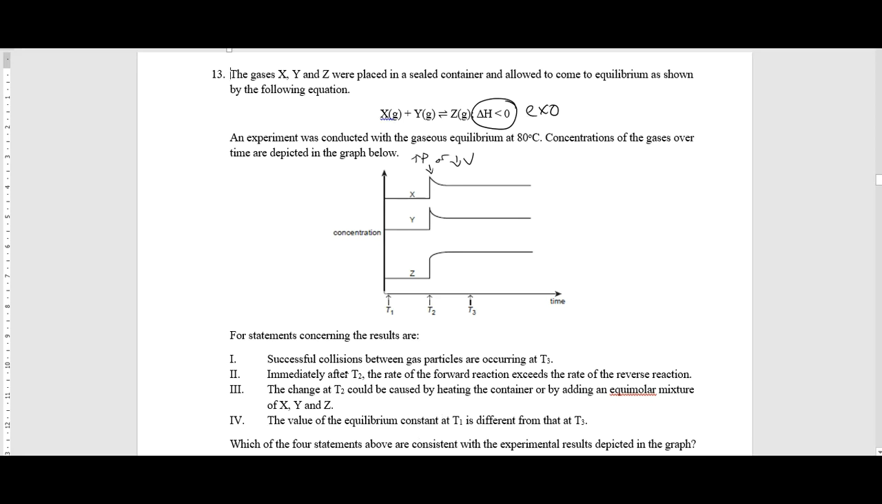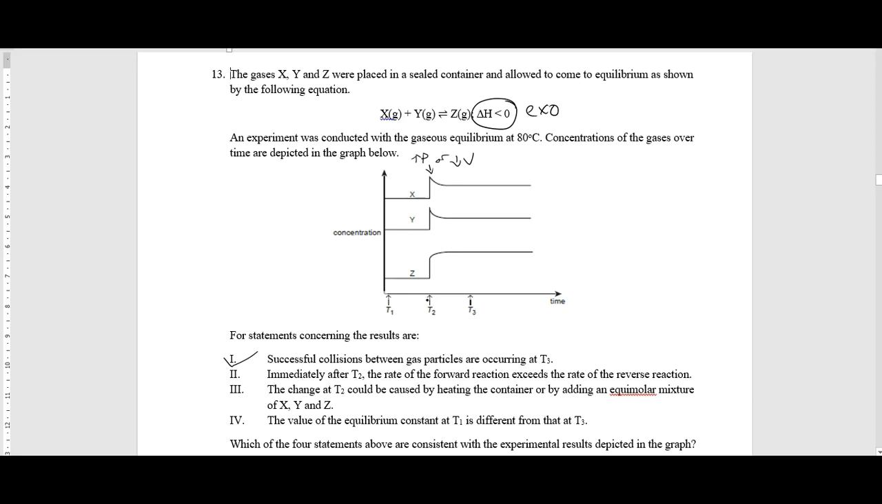Successful collisions between gas particles are occurring at T3. Yes, of course, even though you don't see any change in concentrations, you still have successful collisions occurring in both directions. Immediately after T2, the rate of the forward reaction exceeds the rate of the reverse reaction.